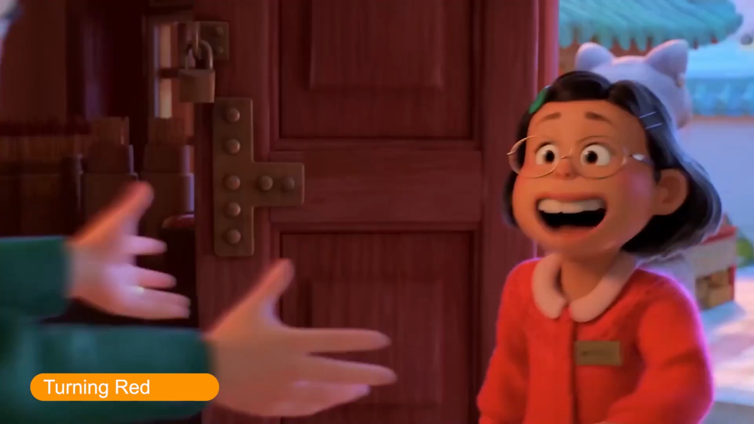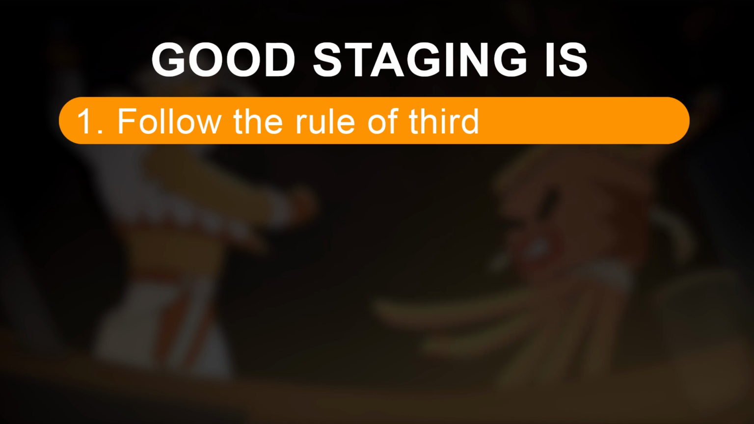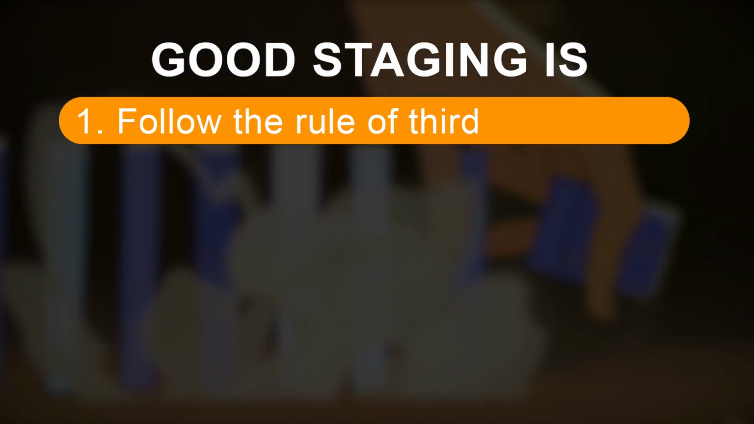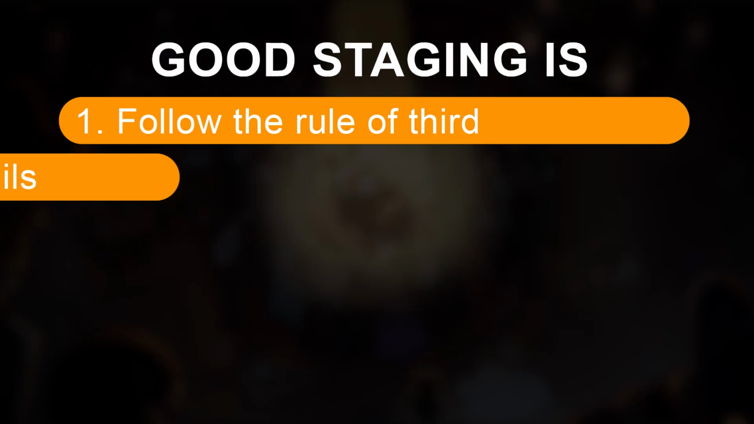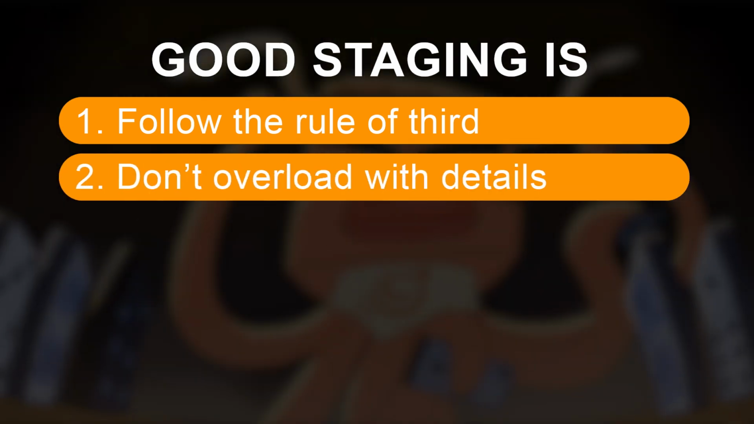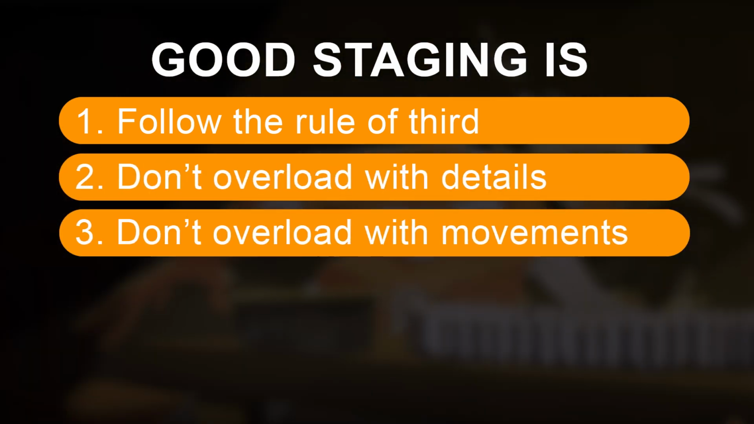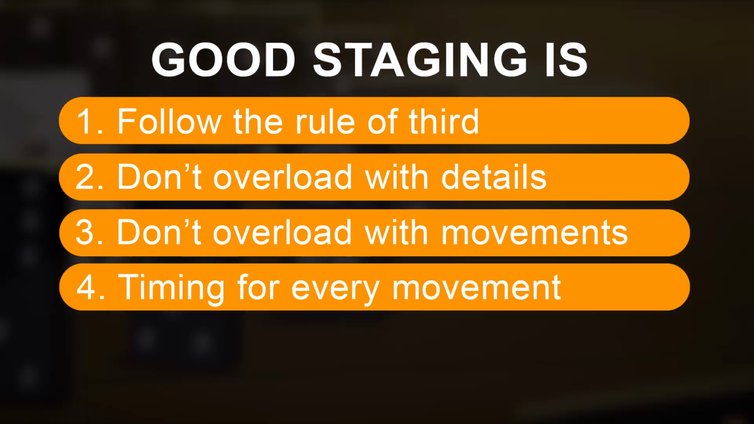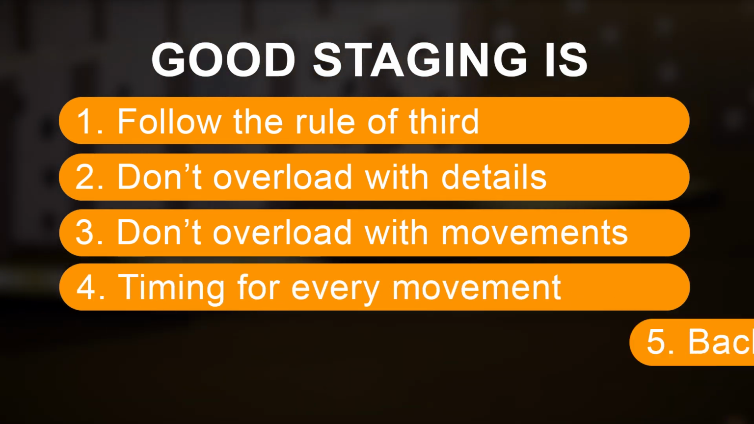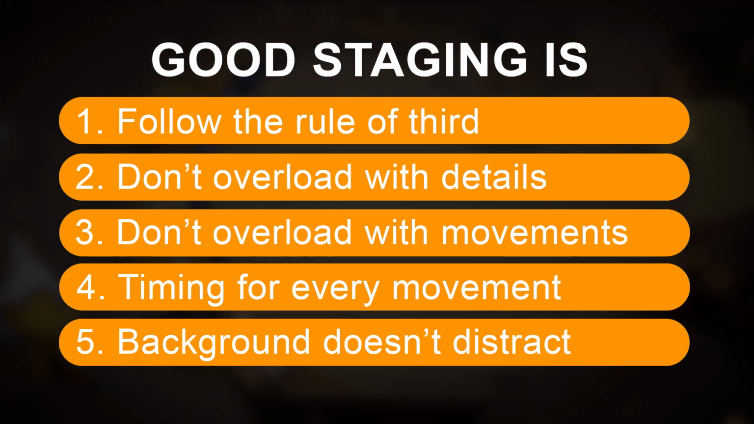Now, let's summarize. To create good staging, keep your characters in half or a third of the camera frame to focus the viewer's attention on them. Avoid unnecessary details. One character should perform one clear action. Each action should have a set duration. The backgrounds shouldn't distract us from the main object on the screen.